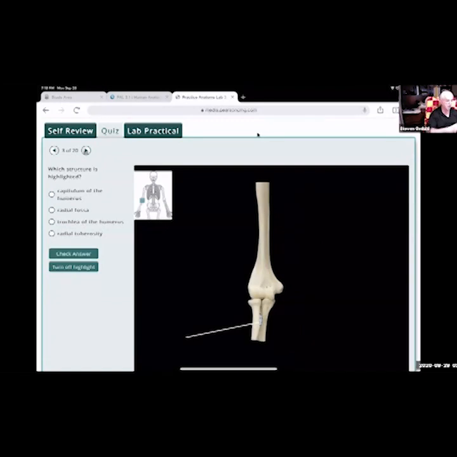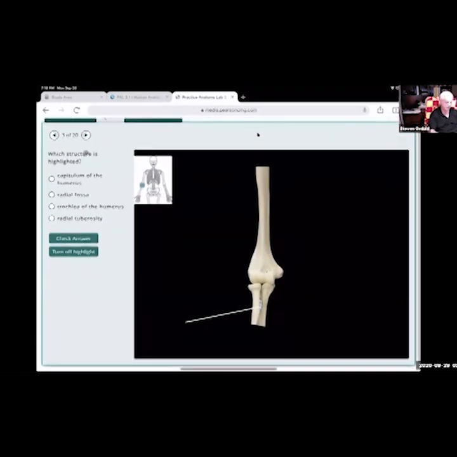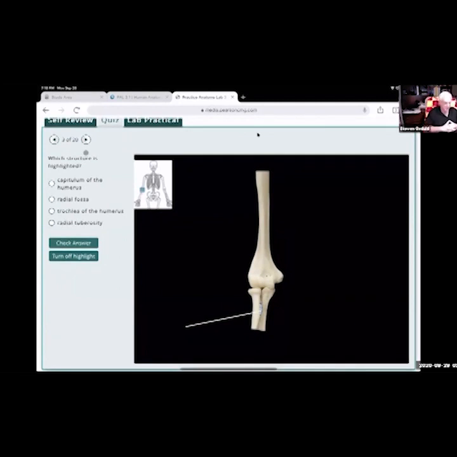What structure is highlighted? First, it's a little bump on the bone. Which bone is it? Radial tuberosity. It's a little bump on the radius. Because you know the capitulum is right here. You know the radial fossa is right here, where it fits in. And the trochlea is right here. What do you have left?